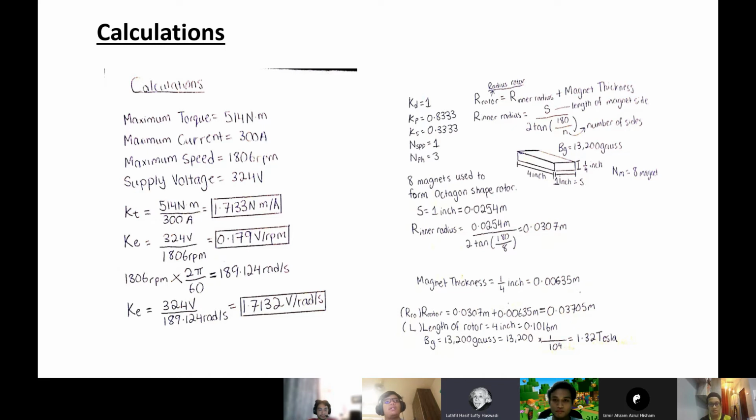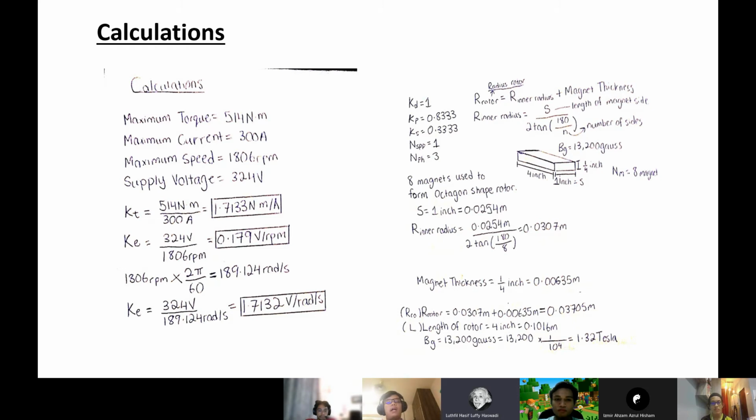First, the KT constant, which is the maximum torque, 514, divided by the maximum current. So we got the value of KT as 1.7133 Newton meter per amp. And then we find the value of the KE constant. We divide the supply voltage of our parameters by the maximum speed of our parameters.